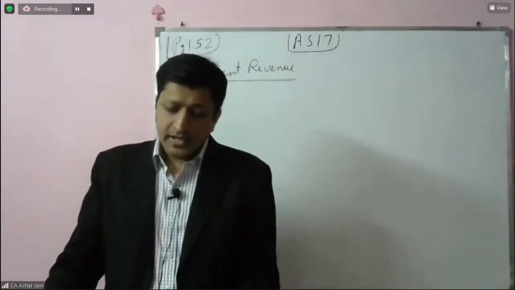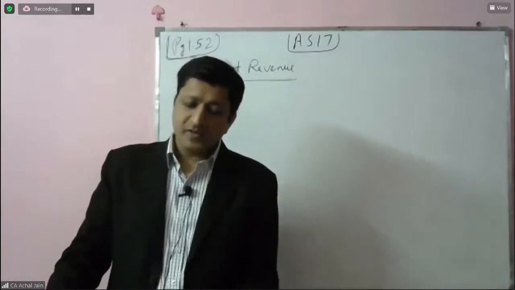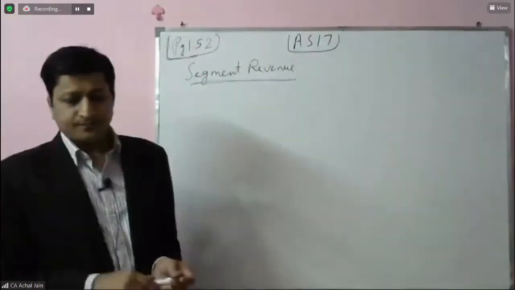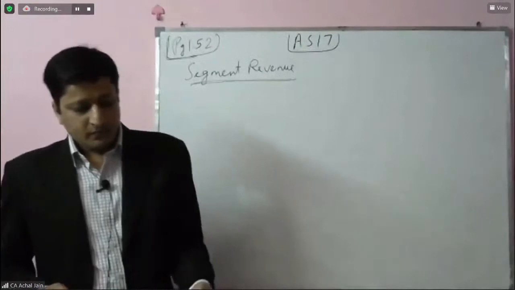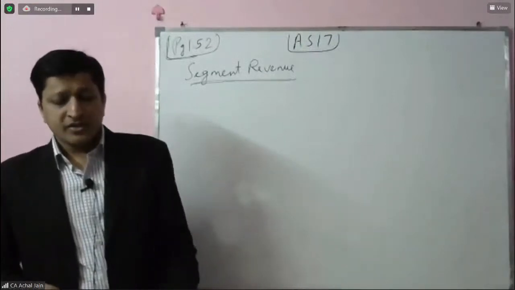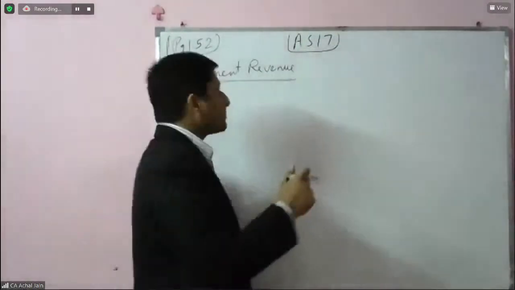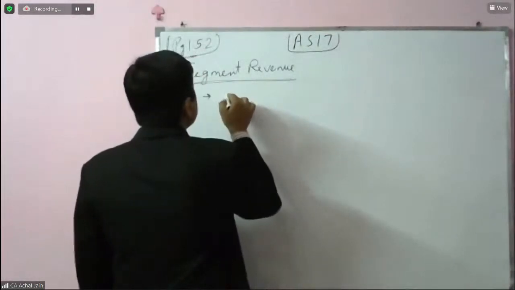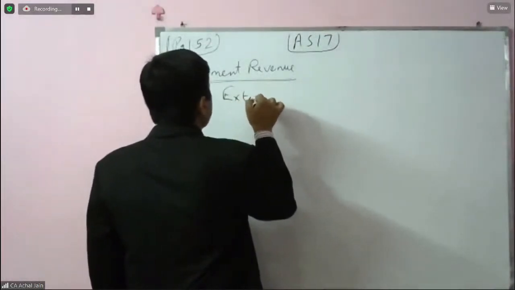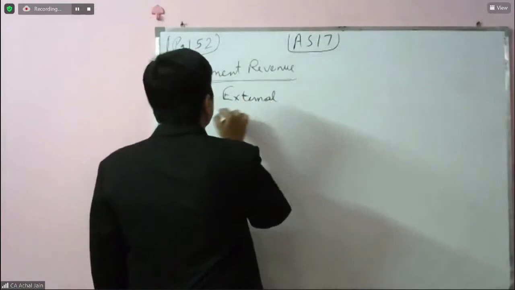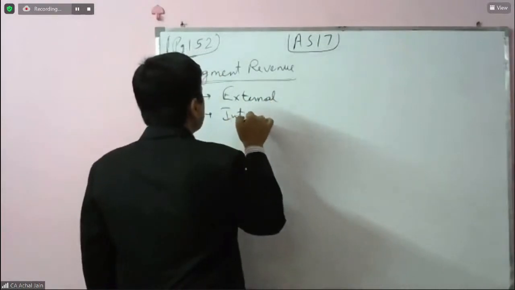Third, revenue from transactions with other segments. So quickly, if you can just write it in simple terms, this will comprise of external revenues and internal revenues.